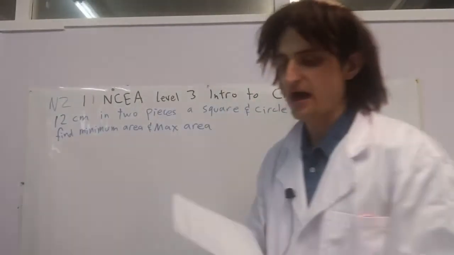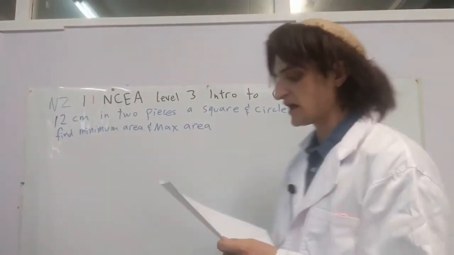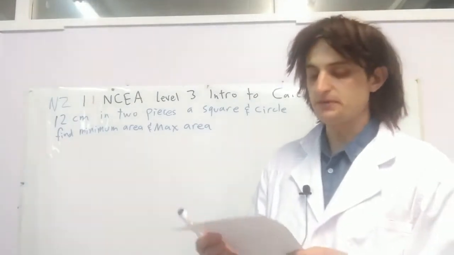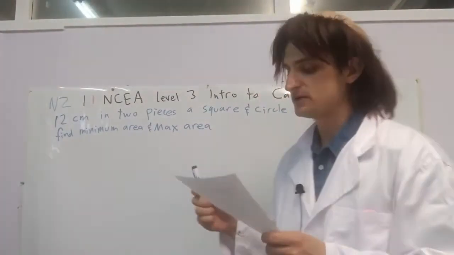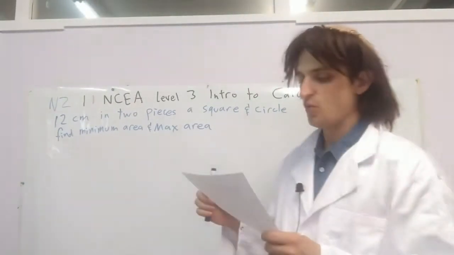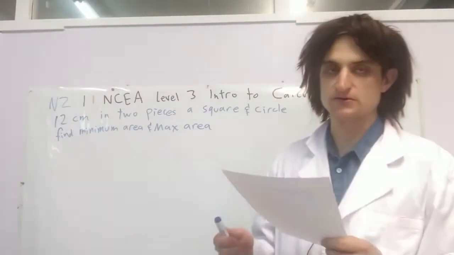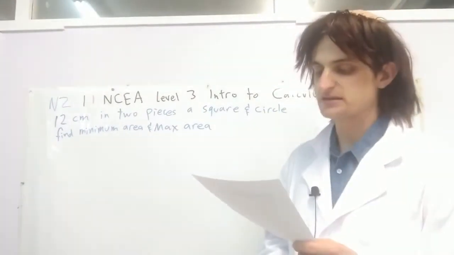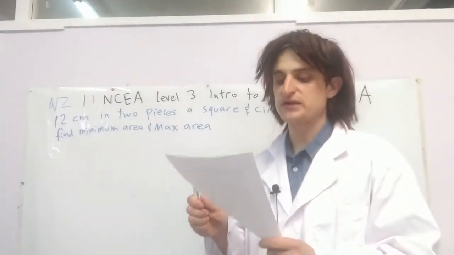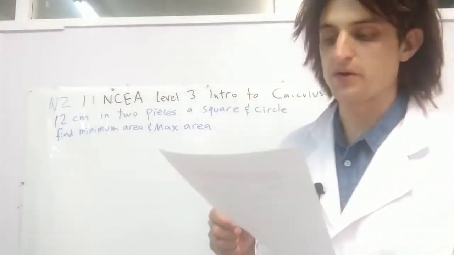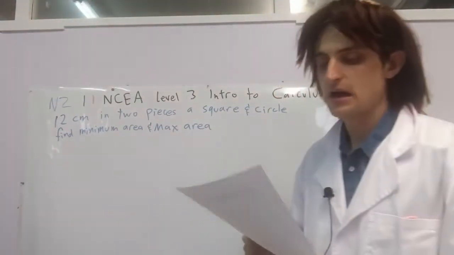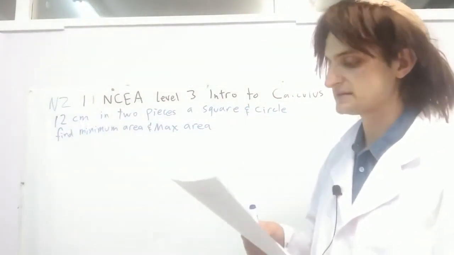Question number 5, the last question of assignment number 9A. A straight piece of wire, 12 centimeters in length, is to be cut into 2 pieces. One piece is bent to form a circle and the other a square. Where should the cut be made so that the combined area of both shapes is A, a minimum, and B, a maximum?